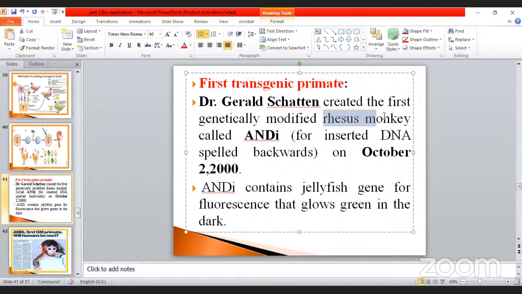Okay, don't forget, my dear student, this is the first transgenically prepared primate. It is called the rhesus monkey, named ANDi, which is "inserted DNA" spelled backwards, produced on October 2, 2000. Sometimes they may ask questions about it. The rhesus monkey was produced with a jellyfish gene for fluorescence that glows green in the dark.